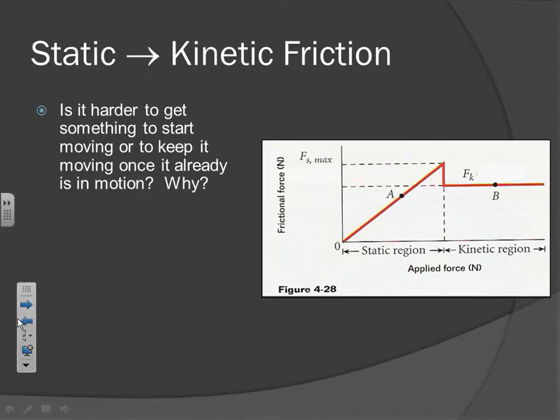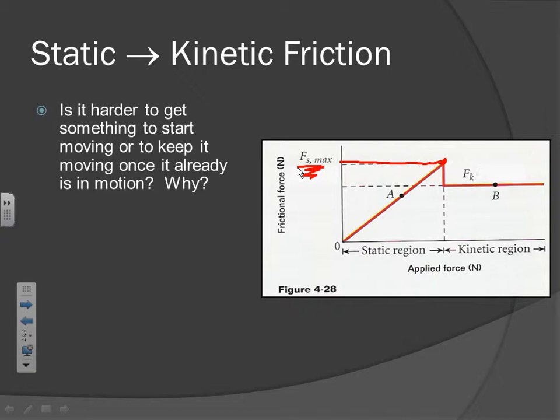So, we see here from this graph, in the static region, it continues to go up, up, up, meaning that frictional force is matching our applied force until we get to this spot right here, right? Notice that spot on the y-axis is labeled as Fs max, the maximum static friction value.